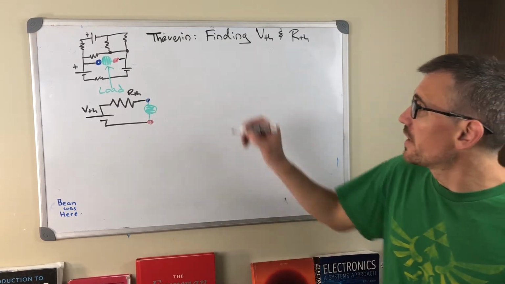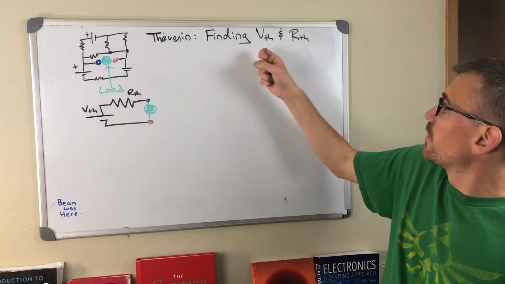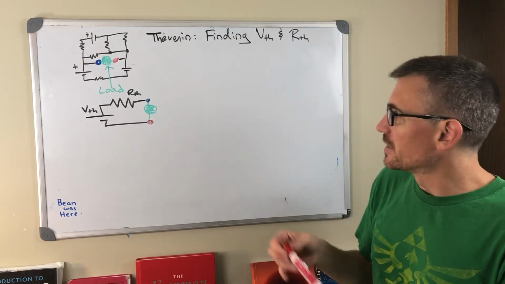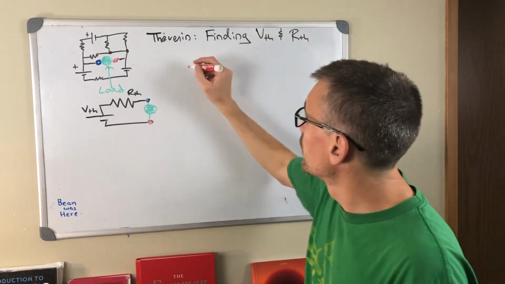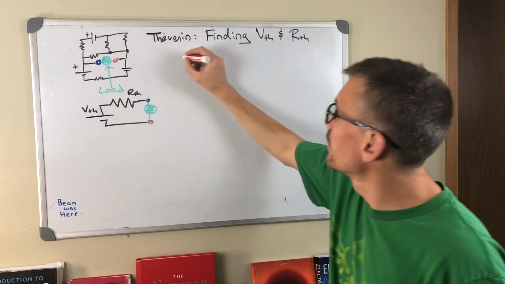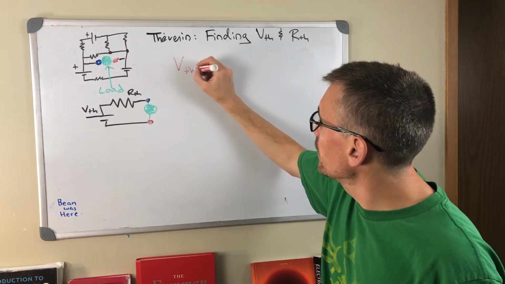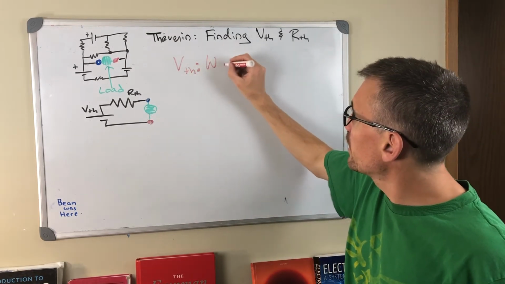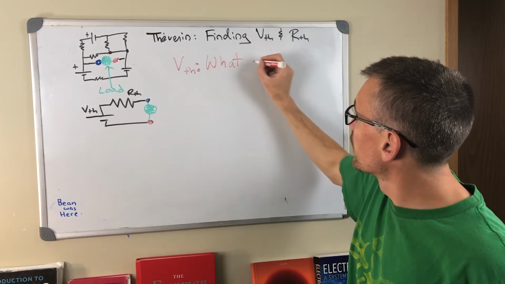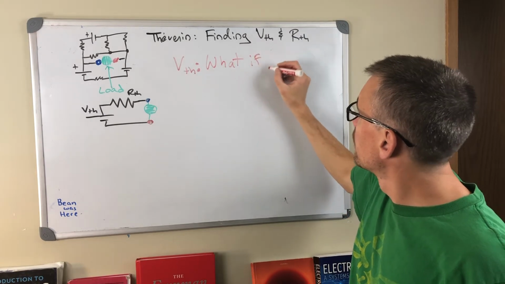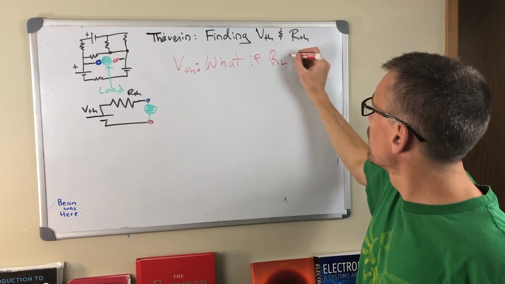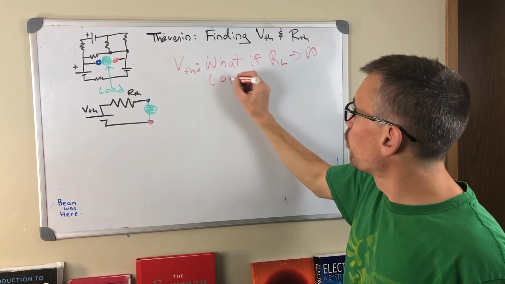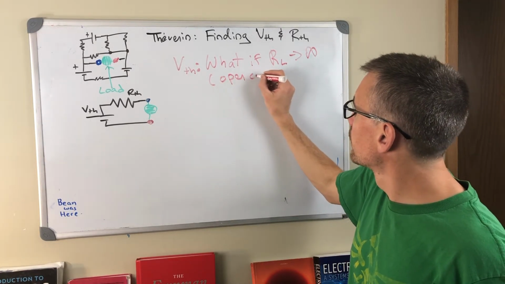So we need to find V-Thevenin and R-Thevenin. Let's look at a few limiting cases. Let's try to find out how we're going to find V-Thevenin. We're going to ask, what happens if we connect an infinite resistance load here? What if RL goes to infinity? And that really just means an open circuit.